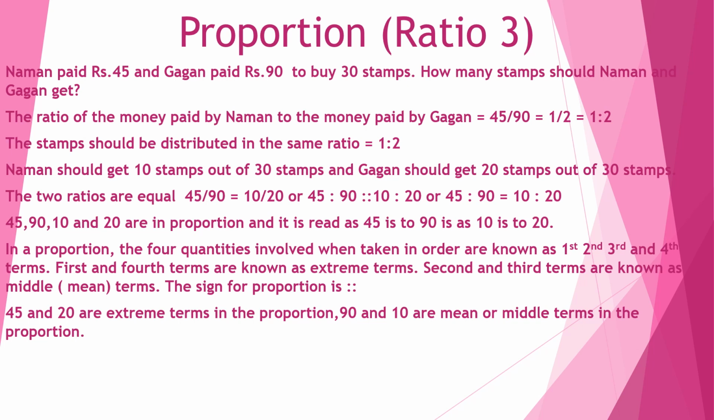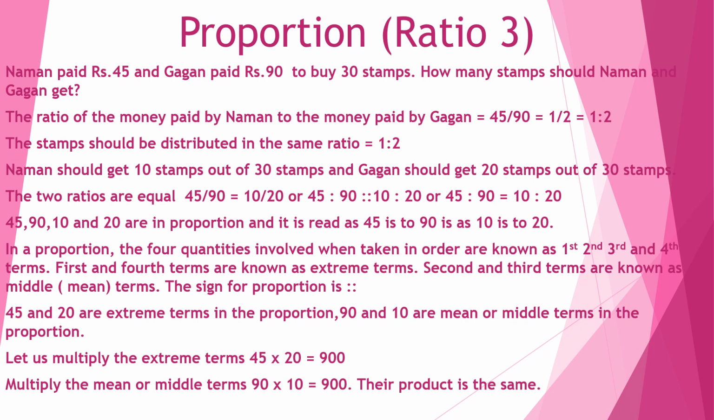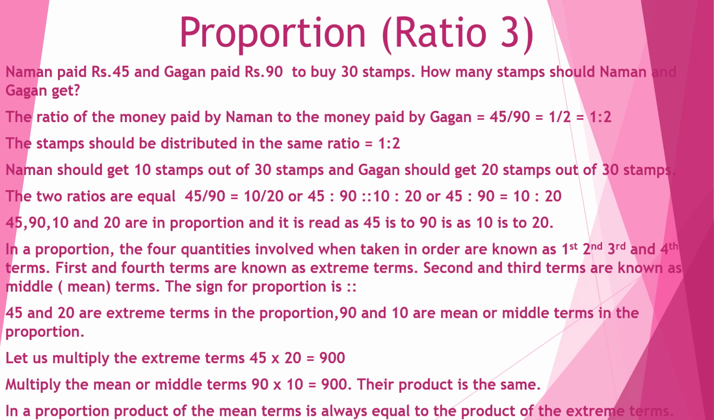45 and 20 here are extreme terms in the proportion and 90 and 10 are mean or middle terms in the proportion. Let us multiply the extreme terms. We have 45 multiplied by 20 equals 900. Similarly, we multiply the mean or the middle terms. 90 multiplied by 10 is equal to 900. Their product is the same. In a proportion, product of the mean terms is always equal to the product of the extreme terms.